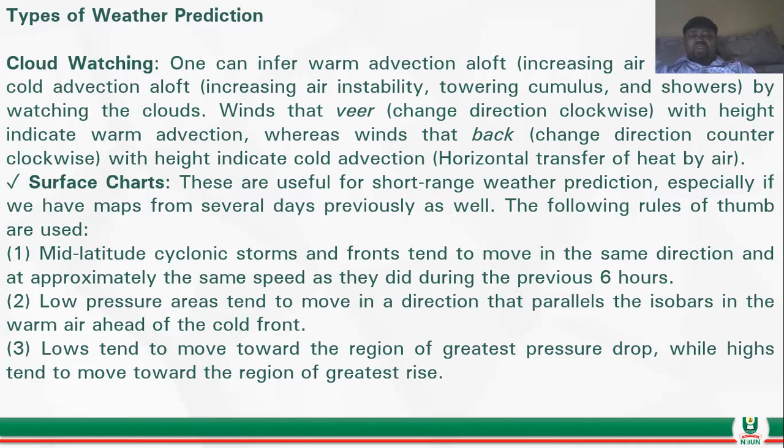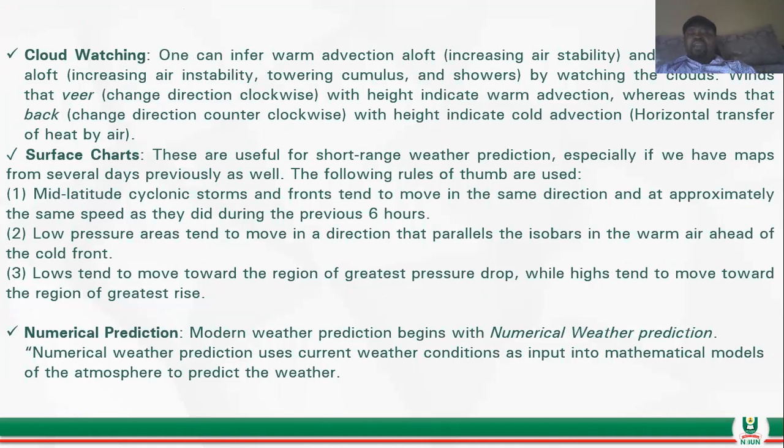Now, 2, low pressure areas tend to move in a direction that is parallel to the isobars in the warm air ahead of the cold front. Okay. Then the third one is lows tend to move towards the region of greatest pressure drop, while highs tend to move toward the region of greatest rise. The next type of weather prediction is cloud watching, as I said.